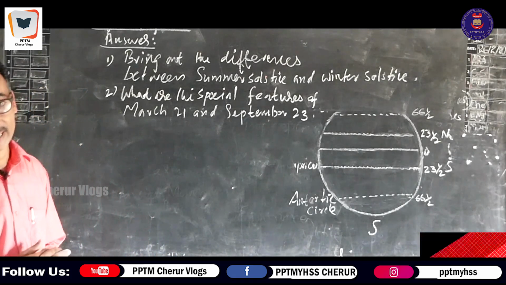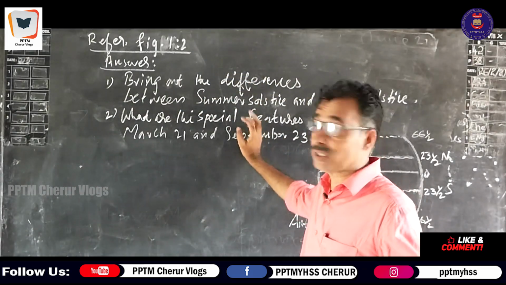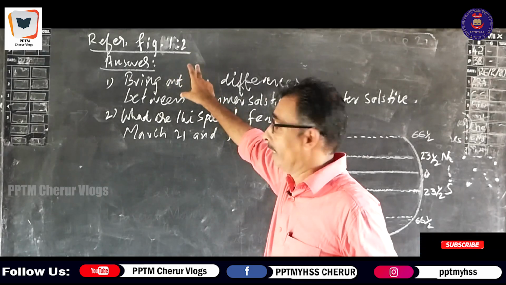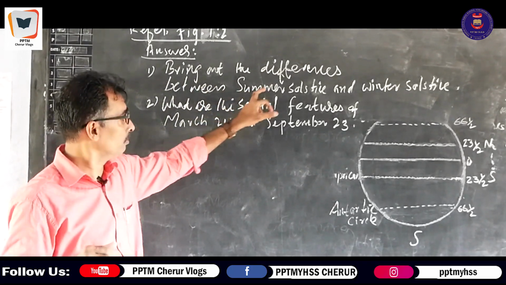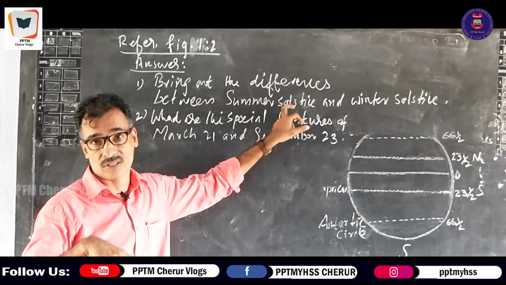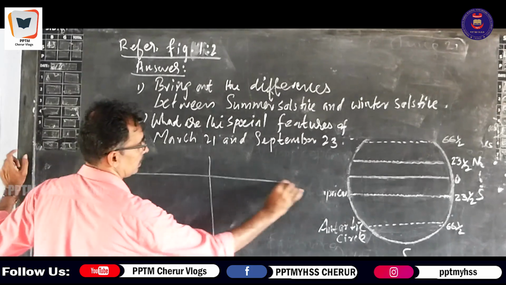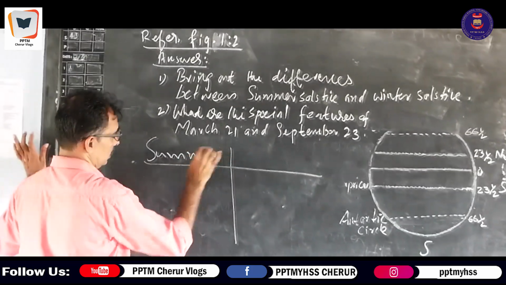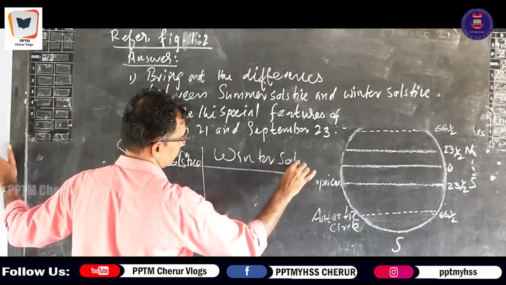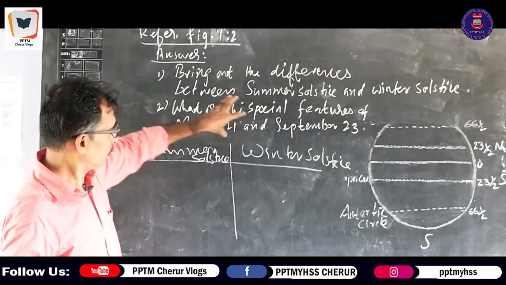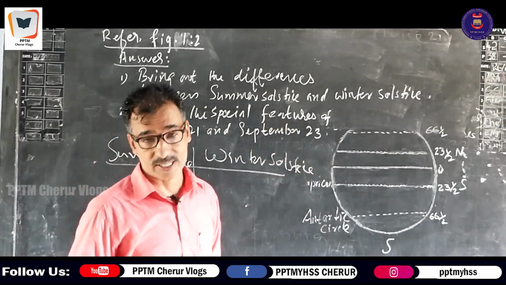And then by the end of your lesson, please do this work. In your textbook, refer to figure 1-2 and answer these questions. The first one, bring out the differences between summer solstice and winter solstice. Better you put it in a table like this: summer solstice, then winter solstice. And then second, what are the special features of March 21st and September 23rd? Do this exercise and keep it safe.